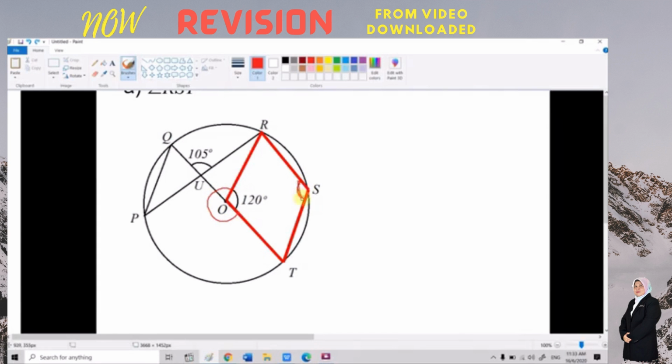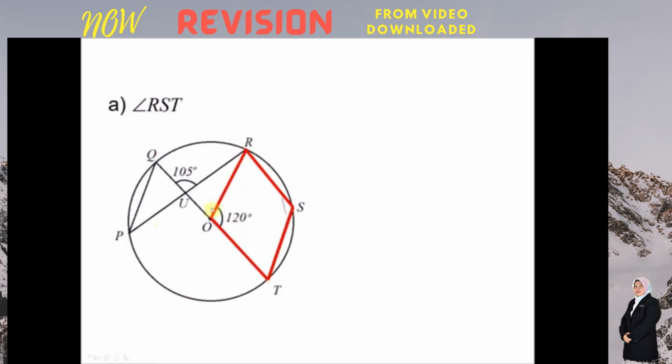Because this angle and this angle here are both subtended by the same arc, which is RT. So if we can find this angle, we know that this is half of this angle. Now how are we going to find this angle here?